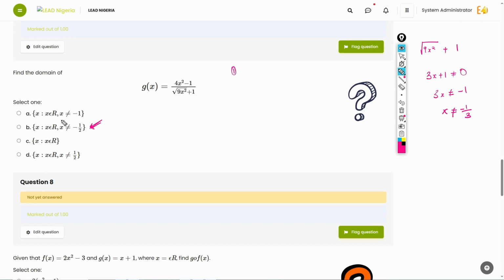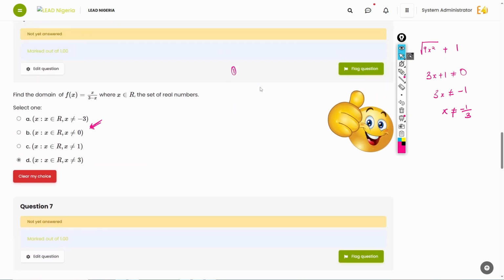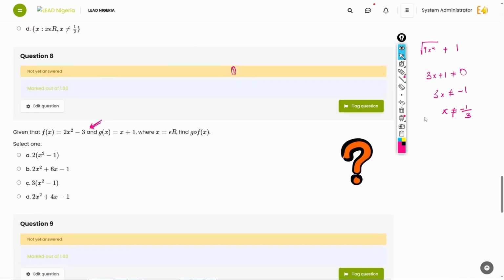All right, so let's go on to question 8. Okay, so question 8 says, if f of x is that and g of x is that, where x is the set of all real numbers, find g of f. All right, so when you hear g of f, it means put f inside g. Another way to represent this would be g of f of x like this.